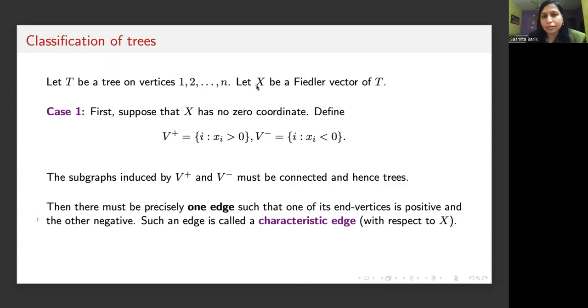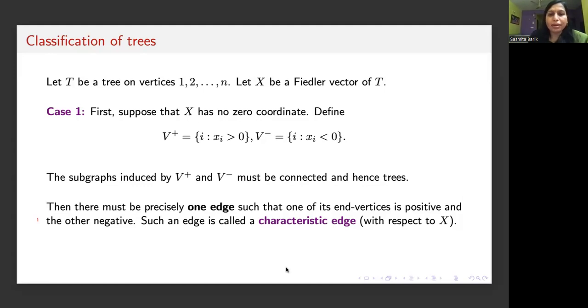This edge is known as the characteristic edge with respect to the vector X you have chosen. If you change the vector, it may change, but we'll show that it will not. I'm starting with one Fiedler vector, and it has no zero coordinate. Then you have only positive and negative vertices, so you divide them. Because V plus is connected and V minus is connected, there will be exactly one edge which has a positive end vertex and a negative end vertex, and that's known as the characteristic edge of the tree. This is the case where X has no zero coordinate.